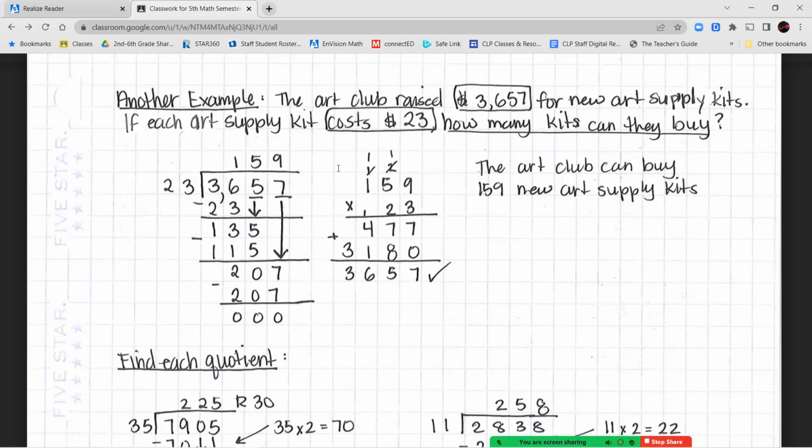Now I'm going to use my inverse operation here to check my work. I'm going to do my 159 and multiply it by 23 to see if I get back to my original dividend, which was the $3,657. So I did the 159 times 23, found my two partial products, added them together, and I did get back to my original number. So the art club can buy 159 new art supply kits.